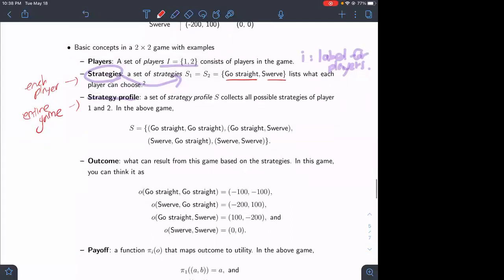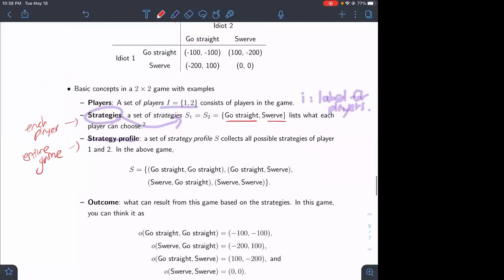An outcome, intuitively, is just what can happen from this game. All of these are outcomes. But if I made this example like minus 200 and 100 here, then actually there are 3 outcomes in this game, because this one and this one will be the same. In this case, we have 4 outcomes, but it doesn't have to be 4. Even if it is a 2x2 game, there can be 1 outcome, 2 outcomes, 3 outcomes, or 4 outcomes.